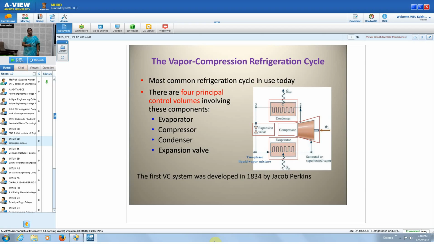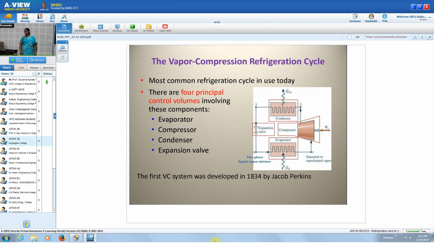So the main four components required for vapor compression refrigeration are compressor, condenser, then an expansion valve and then an evaporator. So you can see the flow diagram. So the first vapor compression system was developed in 1835 by Jacob Perkins. So you can see the four main components required: compressor, condenser, expansion valve and then the evaporator.